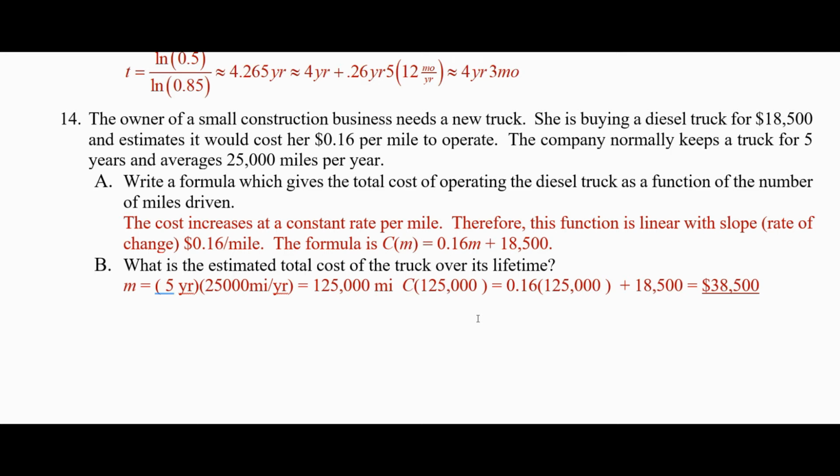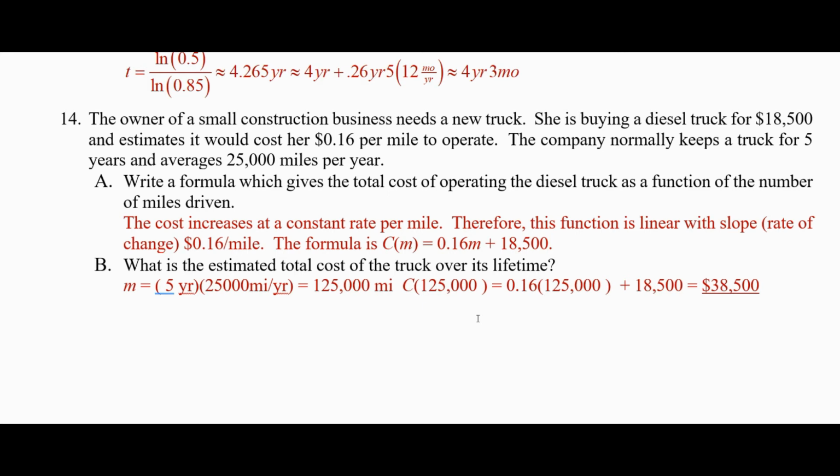The cost increases at a constant rate per mile. So the function is linear with a slope or rate of change of $0.16 per mile. So the formula then is C of M equals 0.16 times the number of miles, M, plus the fixed cost of $18,500. And that will give the cost in dollars, where the input is in miles.